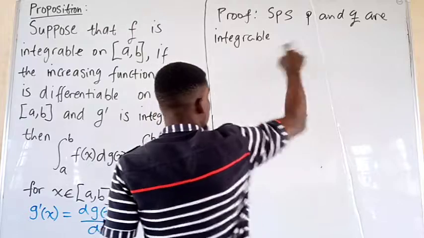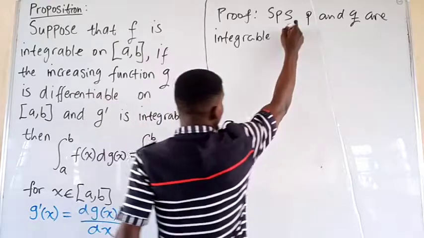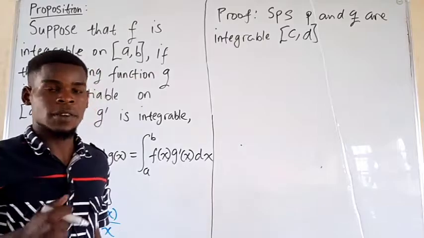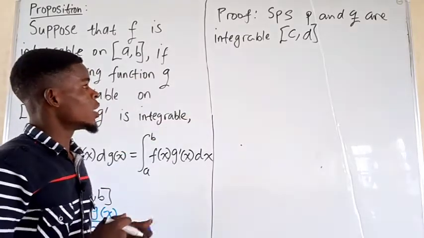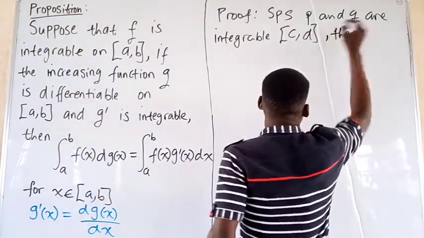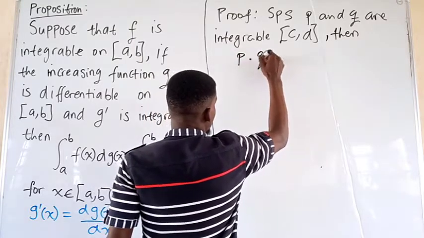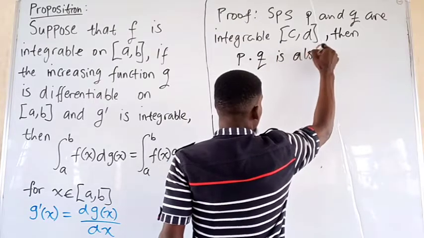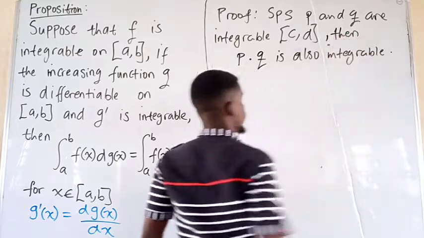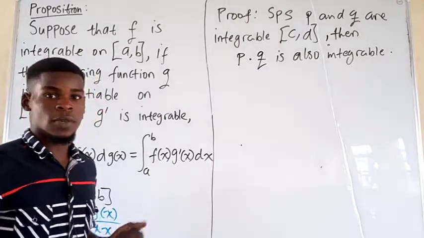So suppose P and Q are integrable, which means that P and Q are both bounded and continuous on this interval. That is for the Riemann integrable functions. So suppose P and Q are integrable on that closed interval, then the product P and Q is also integrable. That is also Riemann integrable. So that is the proposition we're going to start with, and this is really going to help us a lot.